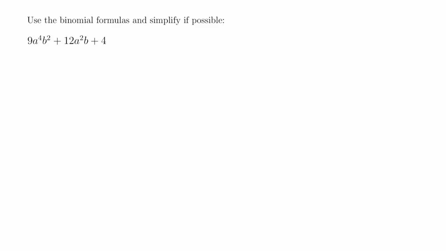So first of all, a little revision about the binomial formulas. Here we can see the first binomial formula, which tells us that (a plus b) squared is the same as a squared plus 2ab plus b squared.